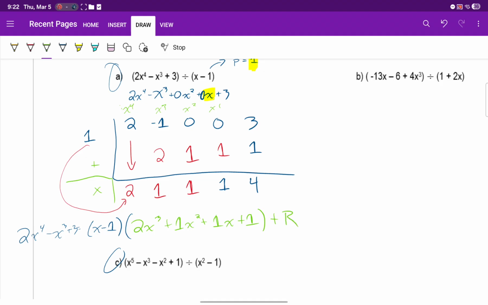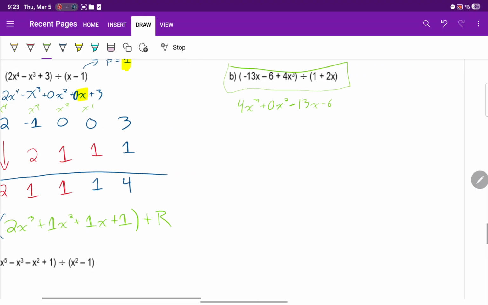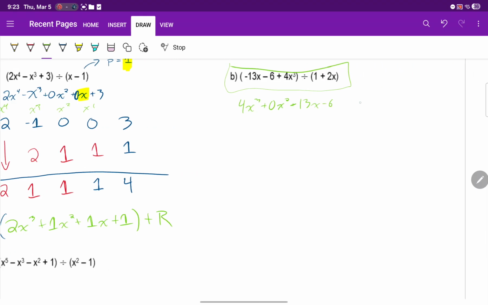I'm going to skip this one here. With this one, I would just recommend you can try it. You can go 4x cubed plus 0x squared minus 13x minus 6. Actually, you know what? Might as well do it. And we're dividing this by 2x plus 1.